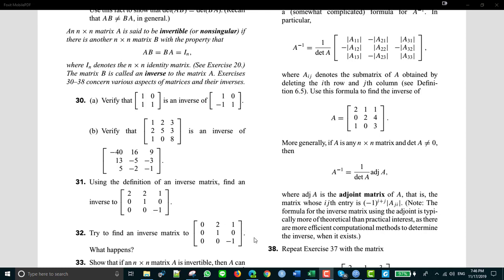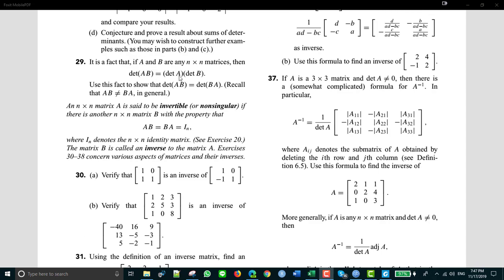That would mean that this times its inverse would give us I. So we'll call this A. So A times some other matrix is going to give us I, but we just said that the determinant of I is 1. And we also showed that the determinant of A times B is equal to the determinant of A times the determinant of B. Now, we didn't show that, but we accepted it.